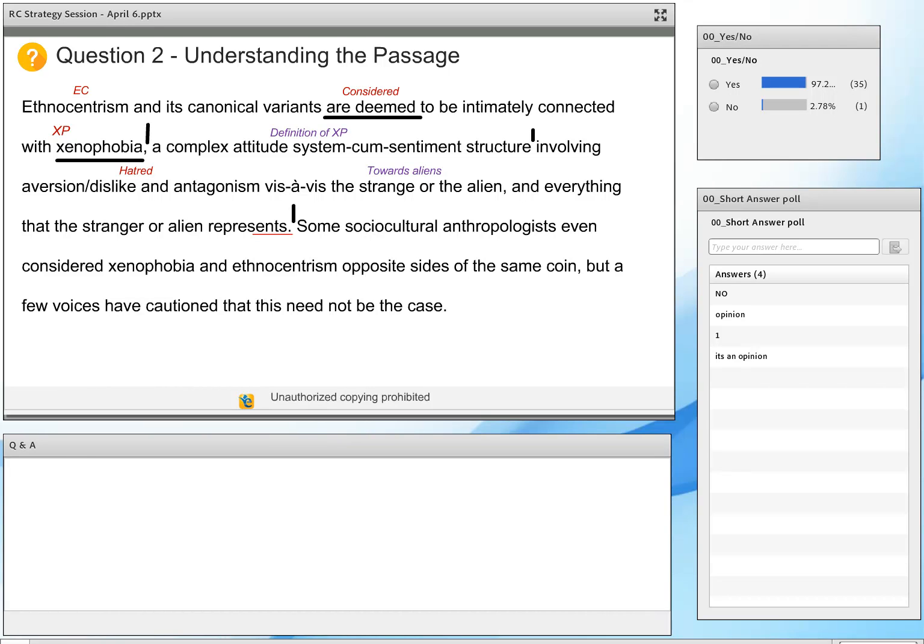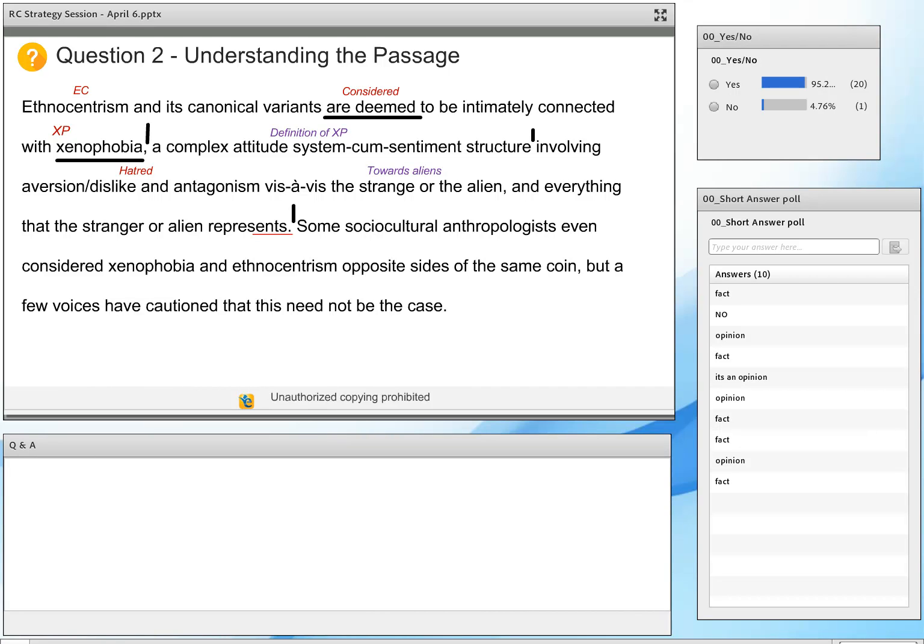Okay, that's about it. Now, would you think that this is a fact or an opinion? So tell me, is it a fact, what XP is, the definition of XP? Now, the definition of XP is a fact. It's a definition, right? And it's not an extreme definition as was in the previous case. This is a fact here, right? XP is a system, a structure in which there is hatred towards aliens and everything that the alien represents. So it's a fact. Okay.